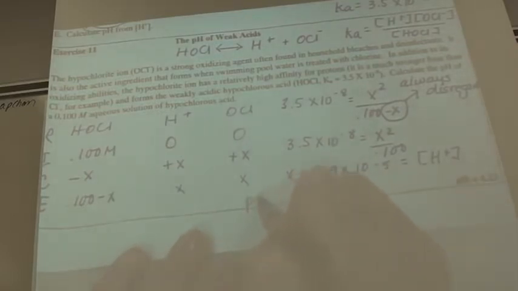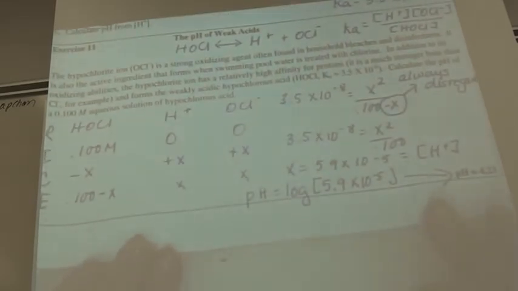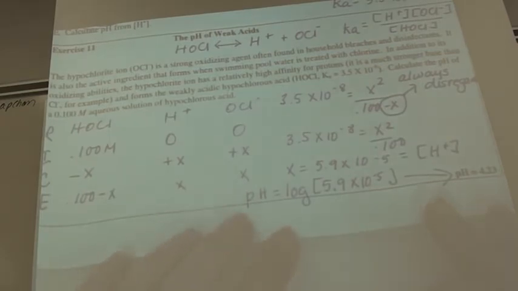Then, to find the pH, we take the negative log of 5.9 times 10 to the negative 5th, and that is equal to 4.23. We don't have to find the other concentration. No, they didn't ask for it. All they asked was the pH. So there's no unit for pH? It's just a number.